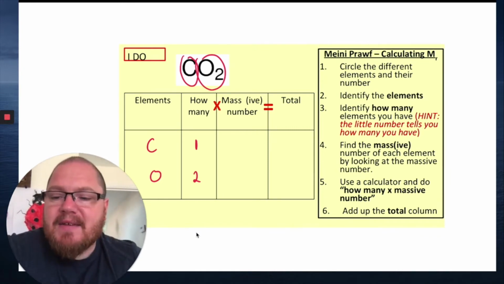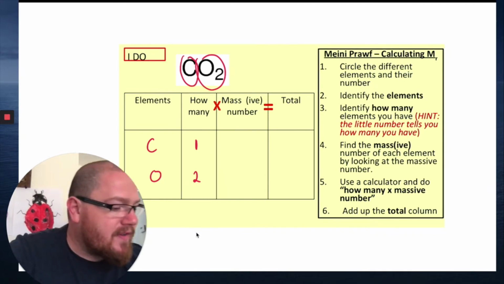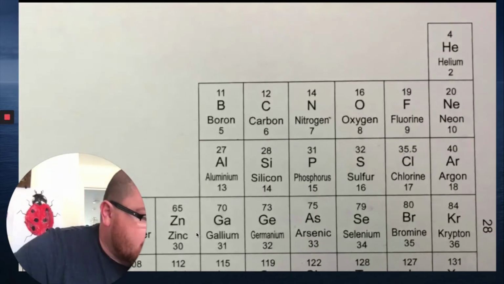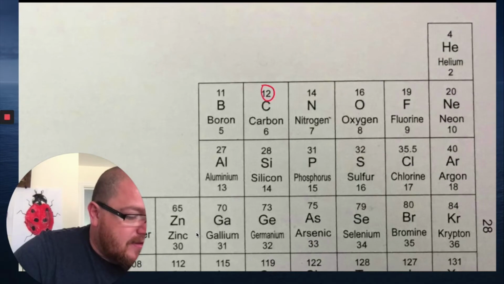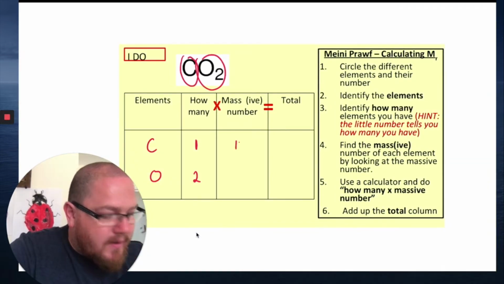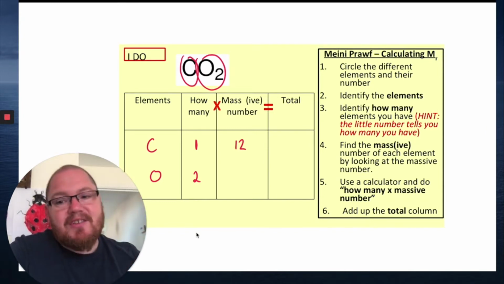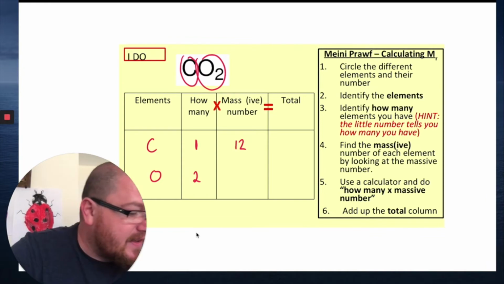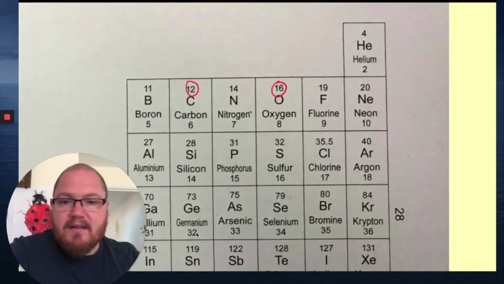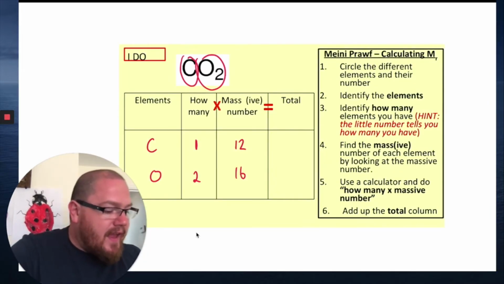Find the mass number now of each element. So you look up in the periodic table. So I'm going to go to my periodic table. I'm going to do carbon first. So I know carbon's over here. Well, my big number is 12. So I'm going to go back now and write 12 there. And then for my oxygen, I've done it so many times, it's 16, but I'll show you. There it is, big number 16, okay? Go back, 16.